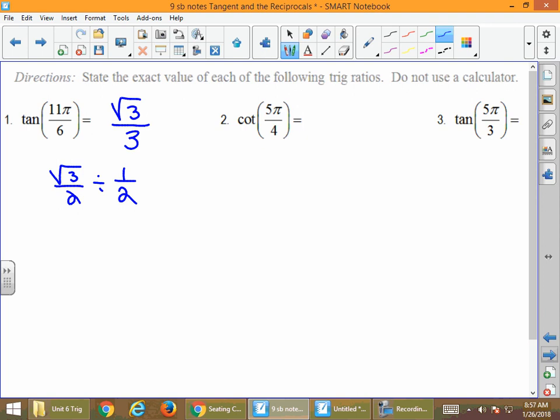But the other thing is, what quadrant is 11 pi over 6 in? And hopefully you're thinking 4. Is tangent positive or negative in the fourth quadrant? It's going to be negative.